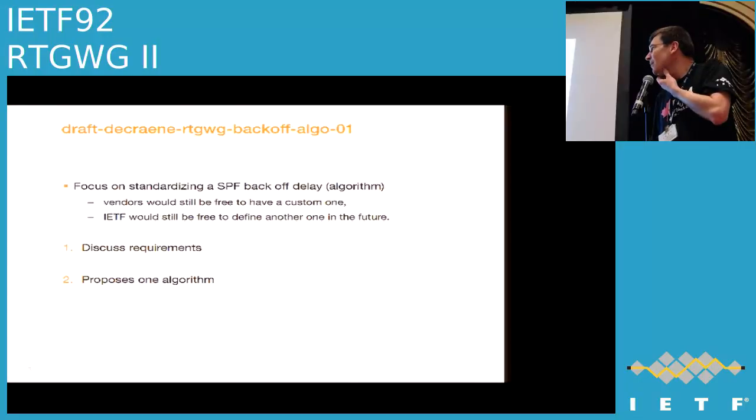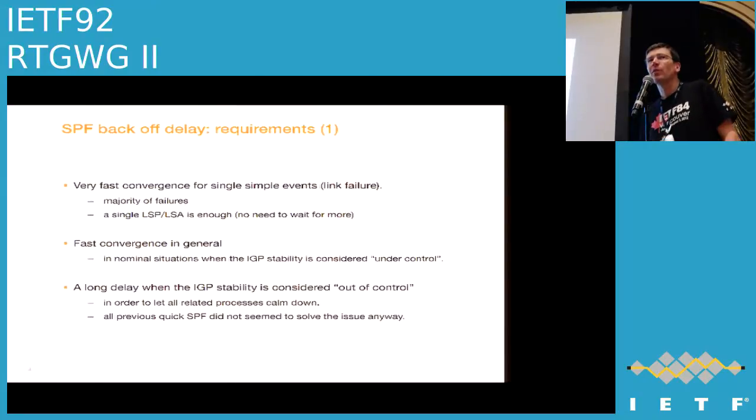So the first step is to discuss the requirements. What do we want to achieve? What properties do we want? And then propose the algorithm. Let's start with the requirements. First requirement, we want to be very fast for simple failure, for link failure. Because this is the majority of the failures.